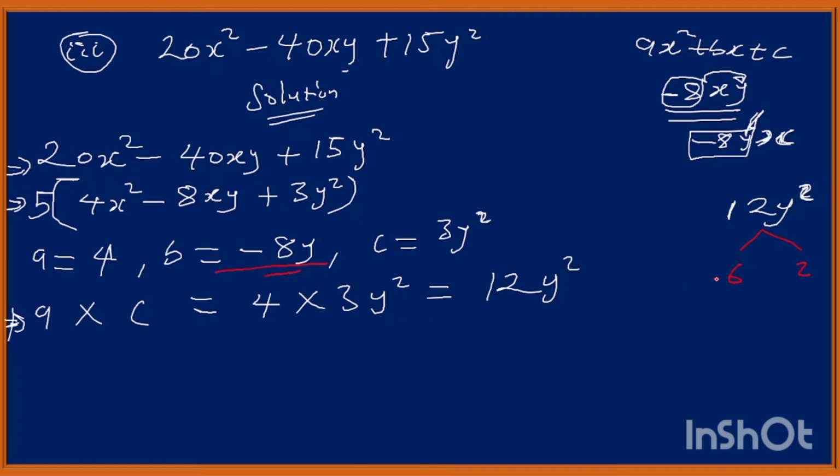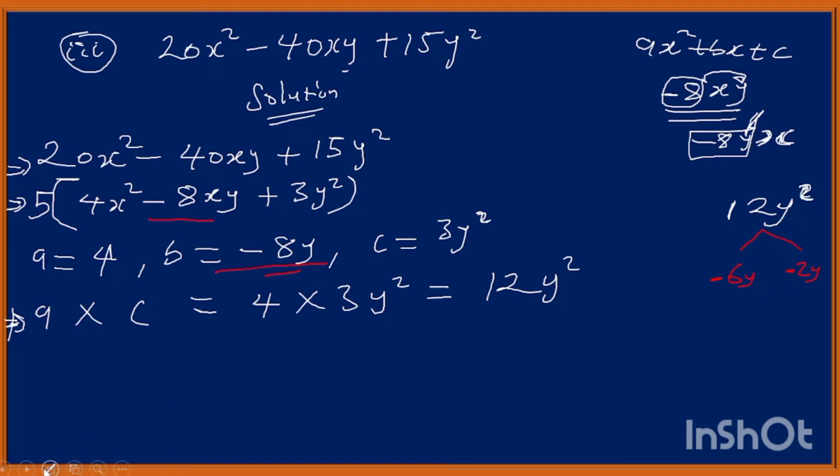So if I attach minus here, minus 6 multiplied by 2 will give me 12, right? But if I add this, it cannot give me minus 8. So I need to attach another 2 here. So this will work. This is minus 6, attach y to it, attach y to it. So in place of minus 8xy, I'm going to put these two guys.